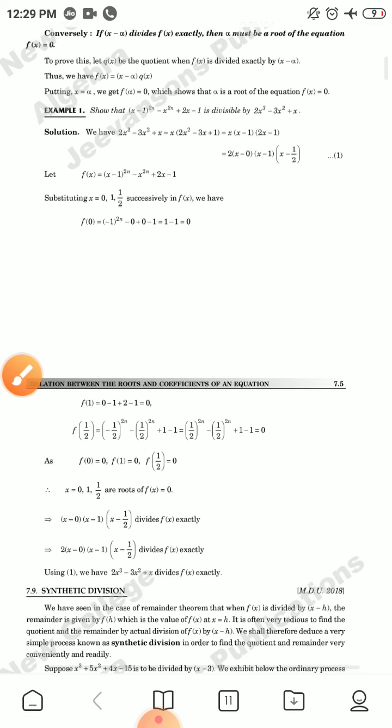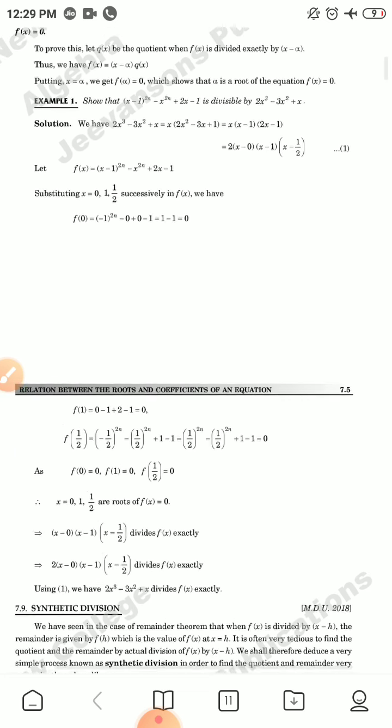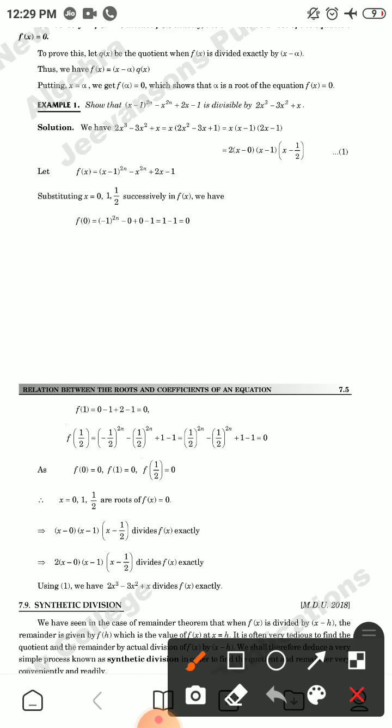Taking an example: show that (x - 1)^(2n) - x^(2n) + 2x - 1 is divisible by 2x^3 - 3x^2 + x.